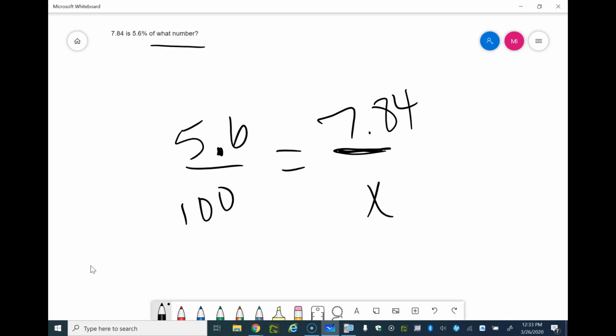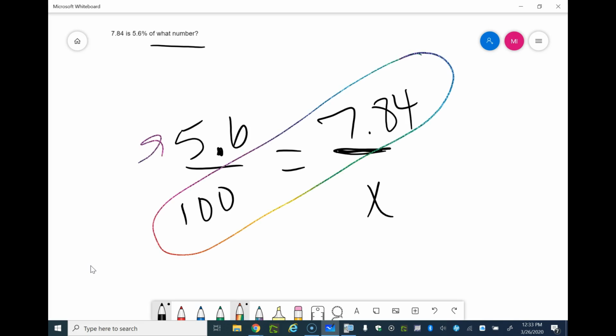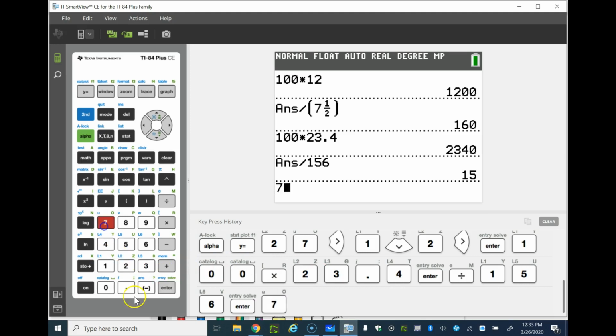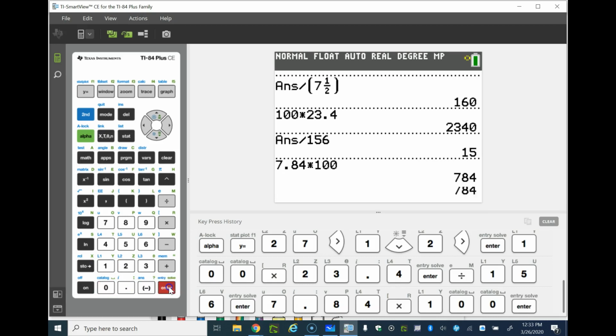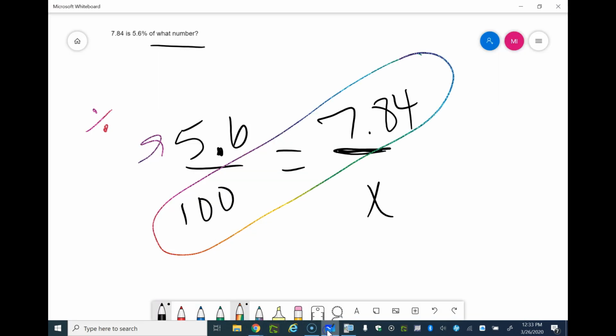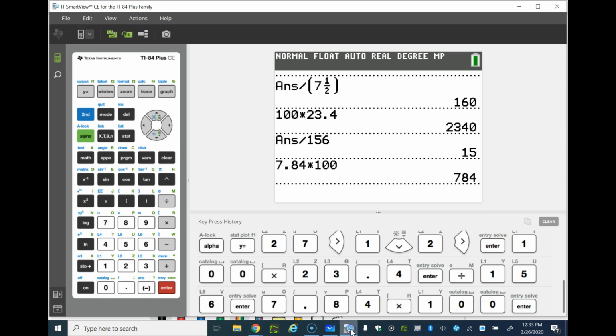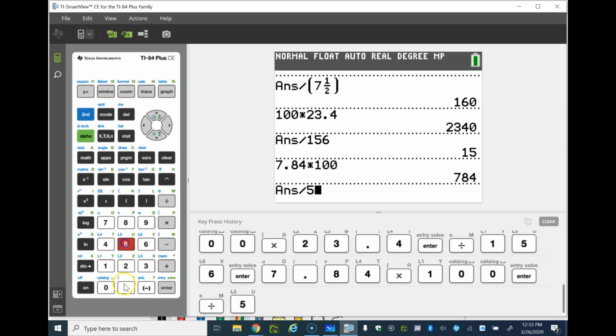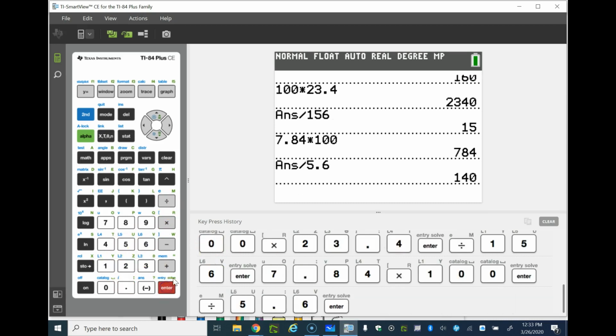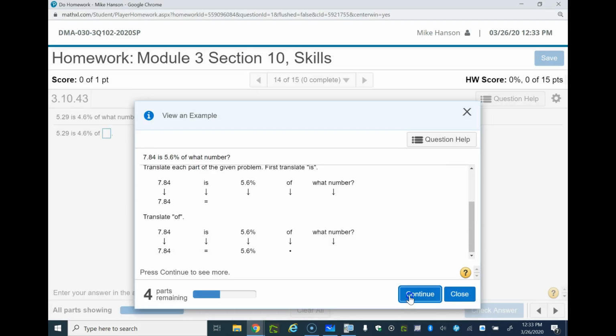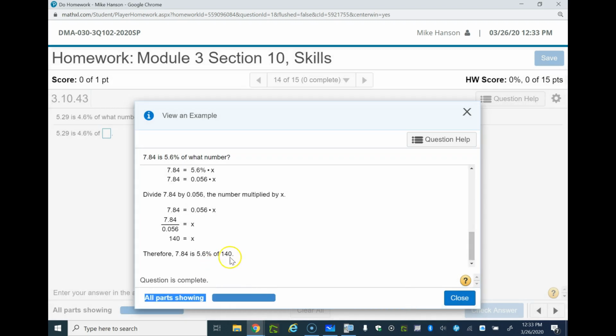So we multiply the two numbers that we have, and then we'll come back and divide by this number on the end. So calculator: 7.84 times 100 equals, and then we come back and divide by 5.6, and we get 140 to be our answer. So let's go back and check over at the bottom, and we're looking for 140, and there it is.